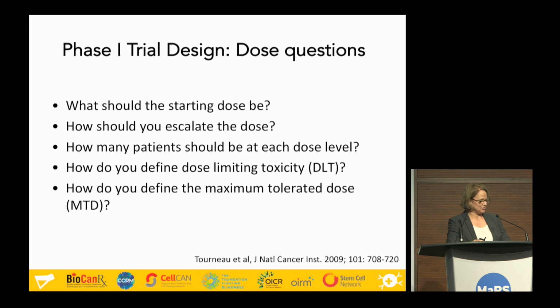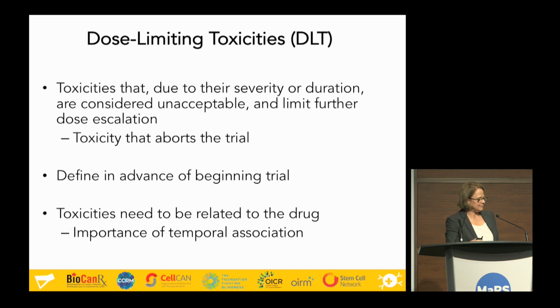Okay, so then for dose, you start saying, what dose should we start at? How should you escalate it? How many patients should be at each dose? How do you define dose-limiting toxicity? And then how do you define the maximum tolerated dose in your phase 1 trial? So dose-limiting toxicities are toxicities that, either due to their severity or their duration, are considered unacceptable and limit further dose escalation. And it can also be that toxicity that aborts your trial.